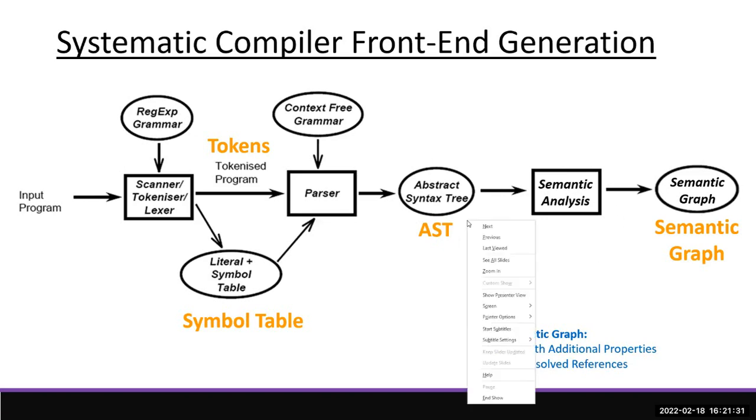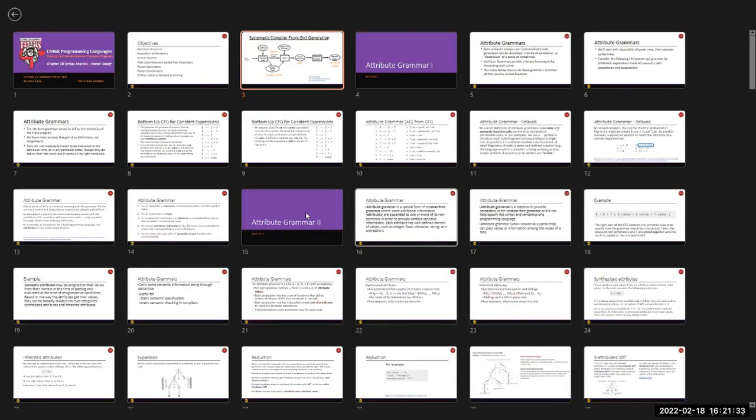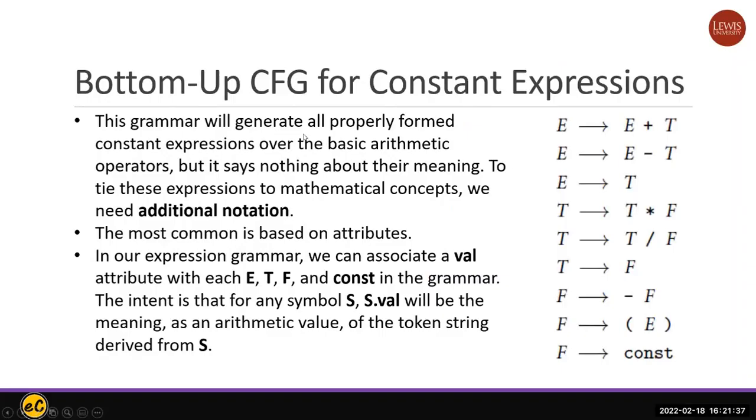Now let's look at the declaration portion. So that is a set of the grammar that we have. The grammar will generate properly formed constant expressions over the basic arithmetic operators. It says nothing about their meaning. To tie these expressions to mathematical concepts, we need additional annotation. The most common is based on attributes.